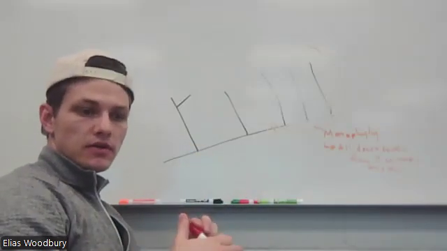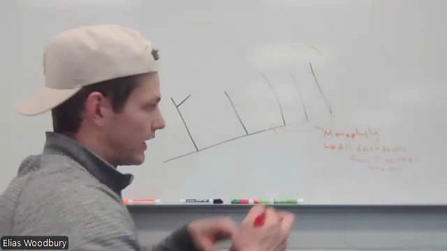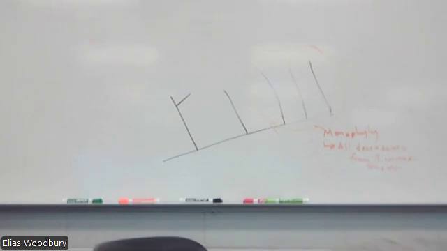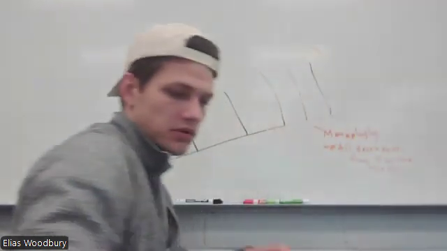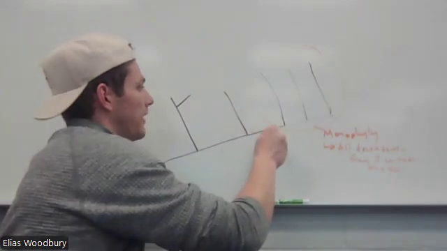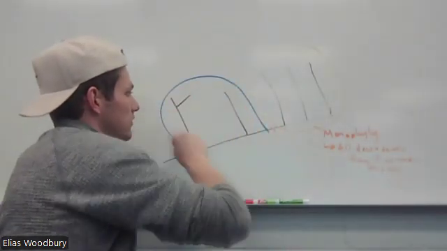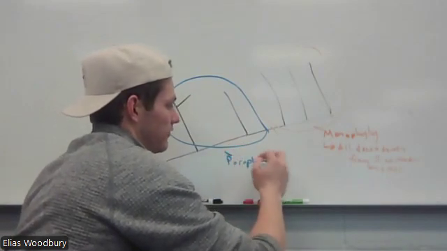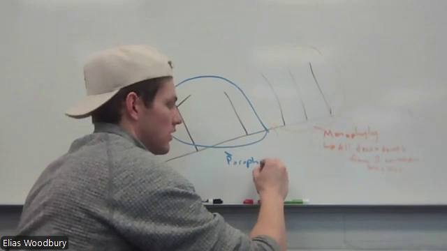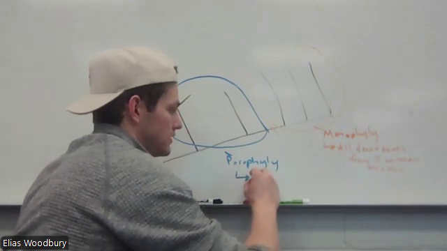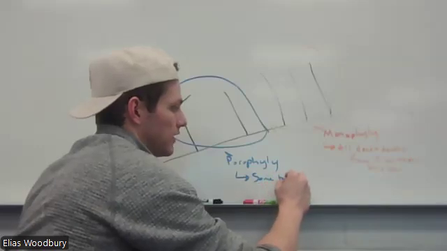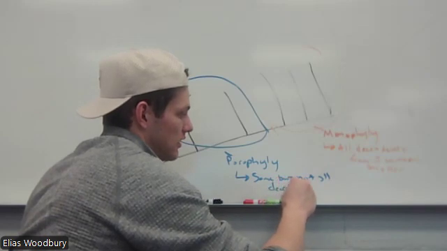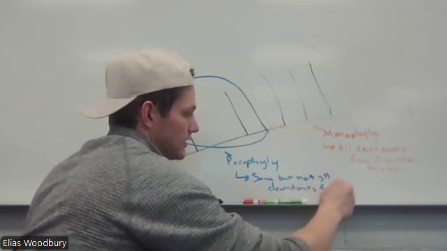So the next one we're going to do is called a paraphyly. And I'll do that one in blue. So a paraphyly would be something like this. And a paraphyly, or paraphyletic, is some, but not all, descendants from one ancestor.